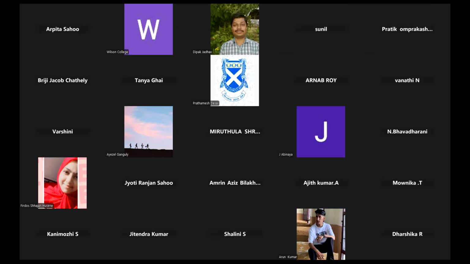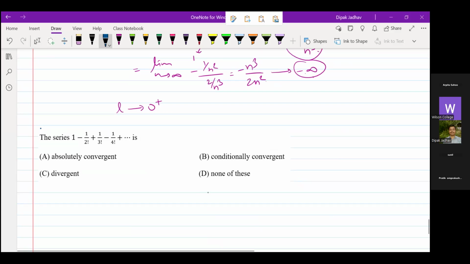Is it visible? What can you say about this? Very quick. What do you mean by divergent? Absolutely convergent. Some of you feel it is absolutely convergent. What do you mean by absolutely convergent? You take the absolute values of the terms. That means it becomes 1 plus 1 by 2 factorial plus 1 by 3 factorial plus 1 by 4 factorial. We have already seen that whenever you have a factorial in the picture, you should not forget e raised to x.